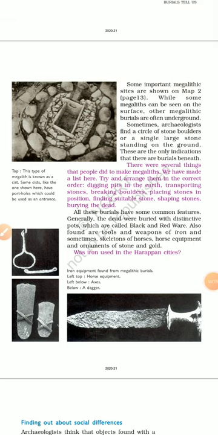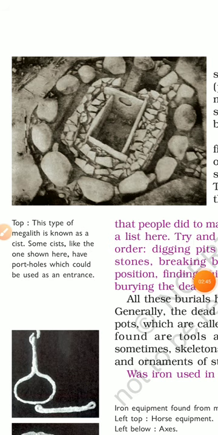Now, there were several things that people did to make megaliths. For example, digging pits in the earth, transporting stones, breaking boulders, placing stones in position, finding a suitable stone, shaping stones, and burying the dead. These activities are not in order. The picture here at the top shows a type of megalith known as the cist. Some cists, like the one shown in the picture, have potholes which could have been used as an entrance.